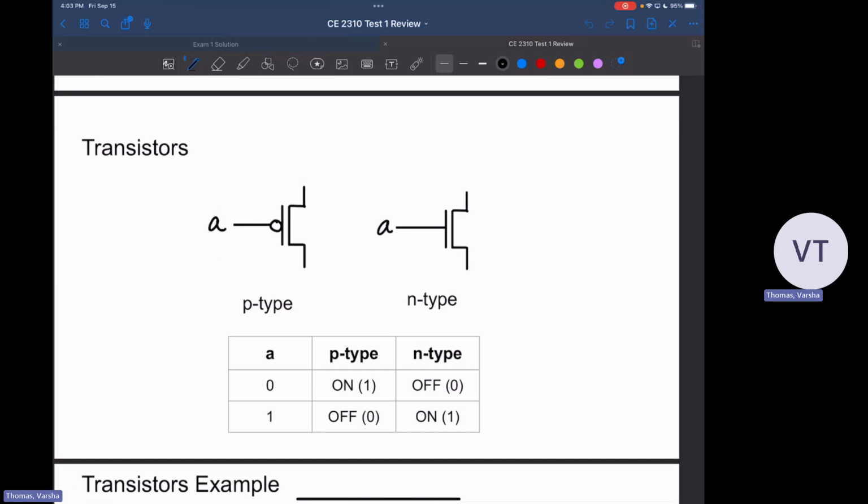Transistors are little electrical switches, right? They come in two types, P types and N types. P-type transistors are typically on when they receive a zero signal at the input terminal, which is your A terminal here. And P-types are also off when the signal at A is 1. N-types have the opposite behavior. They are off when your signal at A is 0. They are on when your signal at A is 1.